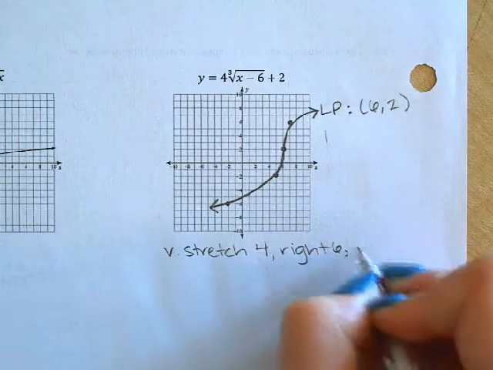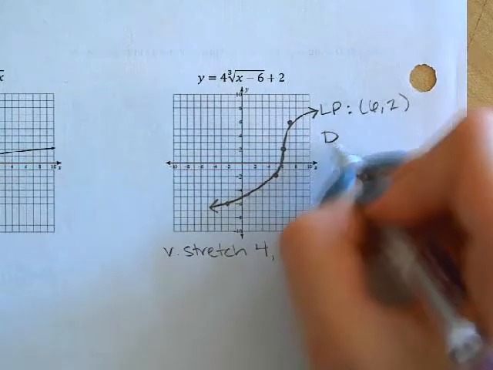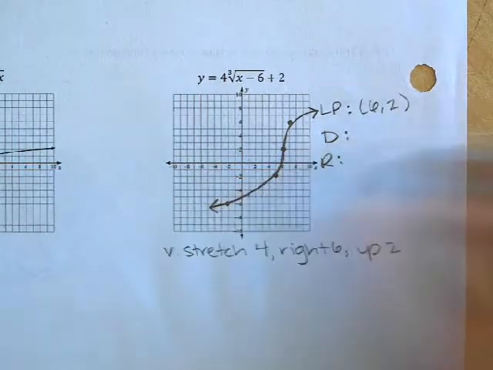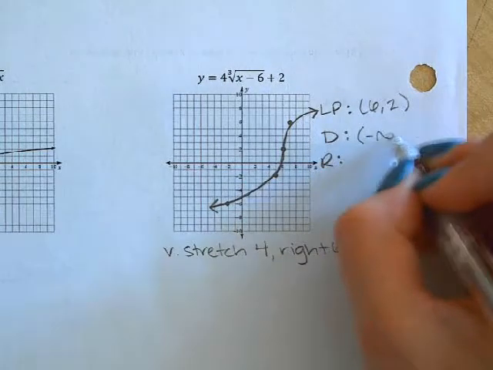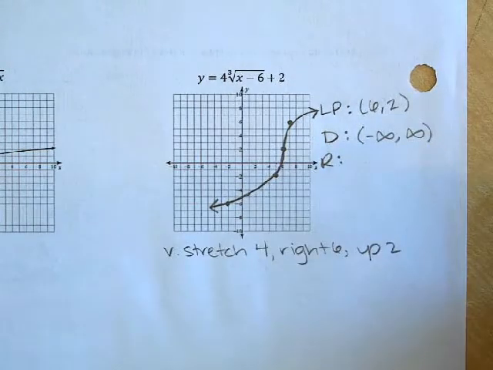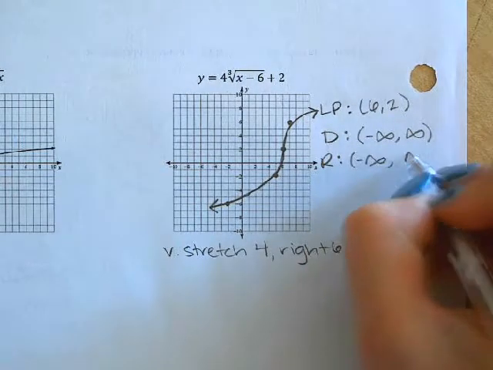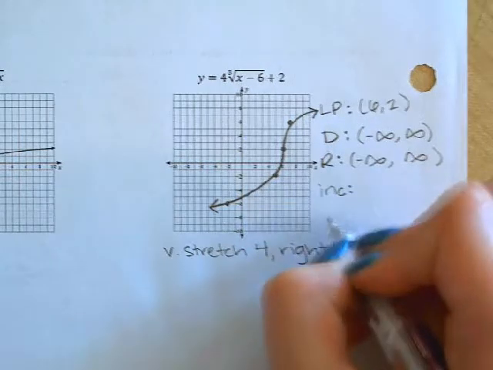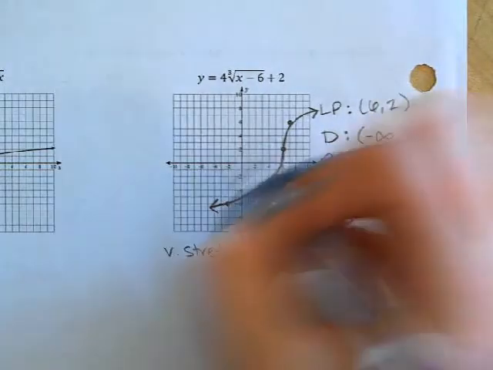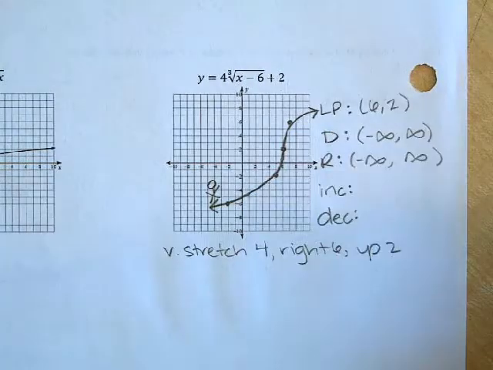Right, 6 up 2. Okay, we want to find the domain and the range. Domain is left and right: negative infinity to positive infinity. What about up and down? Yep. Okay. Increasing and decreasing. So we'll go ahead and draw our little stick figure. And what is our stick figure doing?